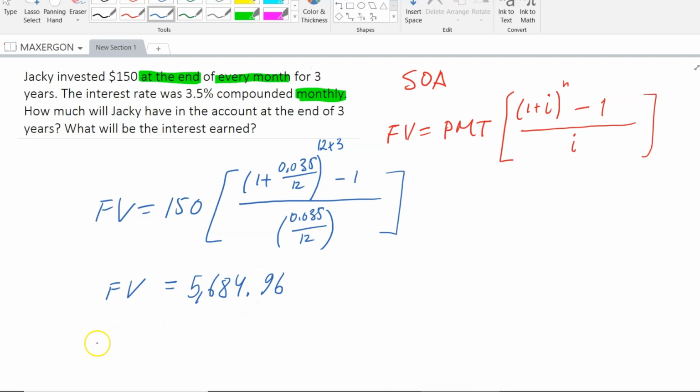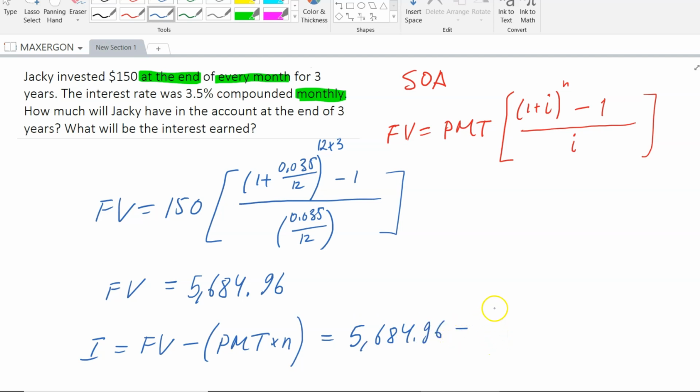Now we'll compute this future value. 5,684.96. In order to find interest, we'll take future value, because future value contains all interest, and we'll subtract all payments combined, which is PMT times n. This results in future value, which is 5,684.96 minus all payments combined, which is $150 times 12, because there are 12 payments per year, times 3 years. This equals 284.96.